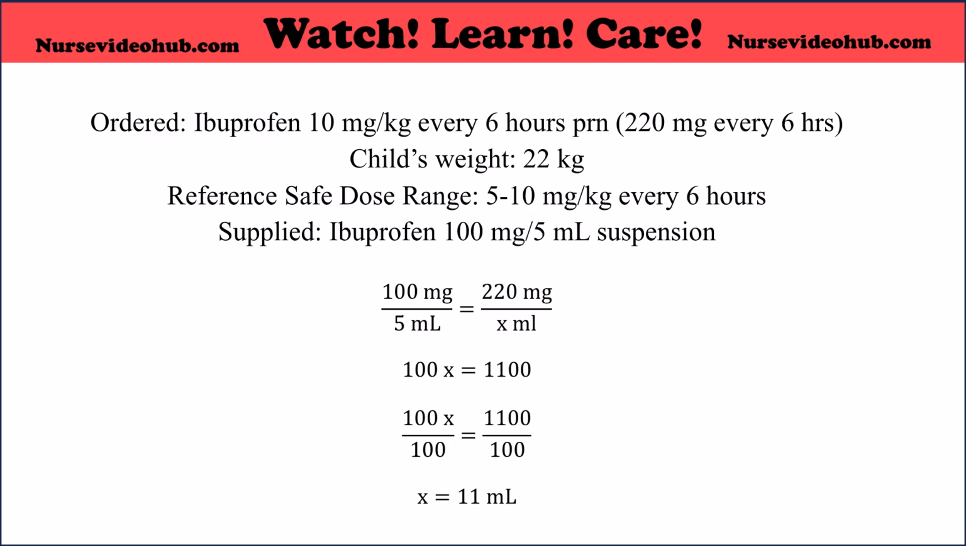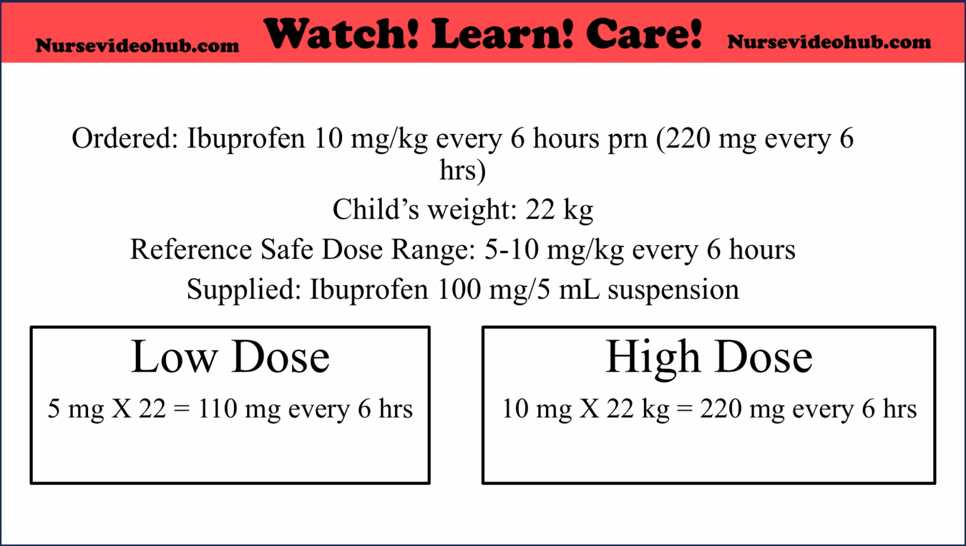Solve for the number of milliliters by cross-multiplying 100 milligrams times X and 220 times 5. That results in 100X equals 1100. Divide both sides by 100 to solve for X. X equals 11. You would administer 11 milliliters of the ibuprofen oral suspension.